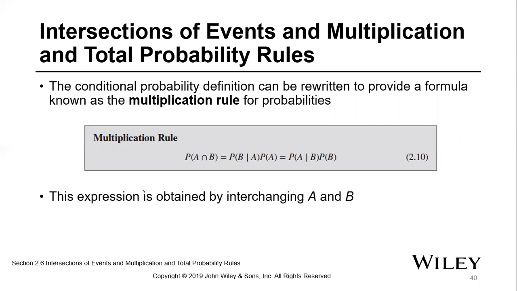The conditional probability definition can be rewritten to provide a formula known as the multiplication rule for probabilities. So the probability of A intersection B is equal to the probability of B given A times the probability of A, which is equal to the probability of A given B times the probability of B. We can do this essentially by swapping A and B, since you can change A and B.